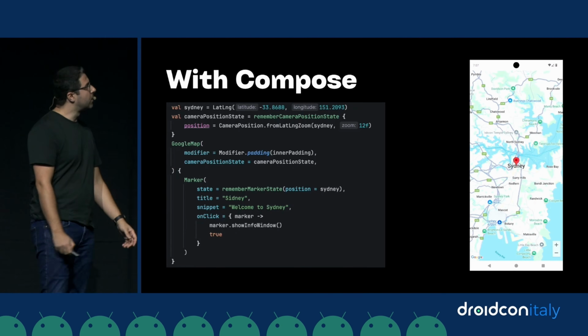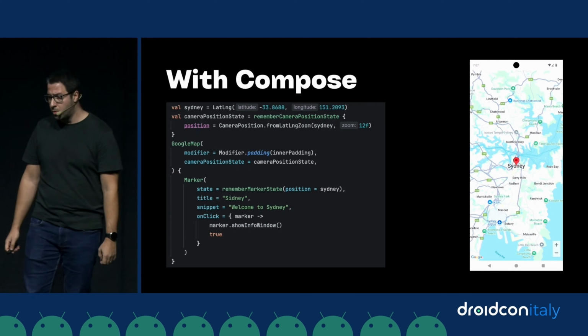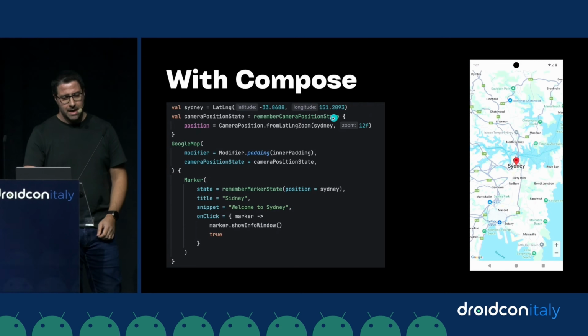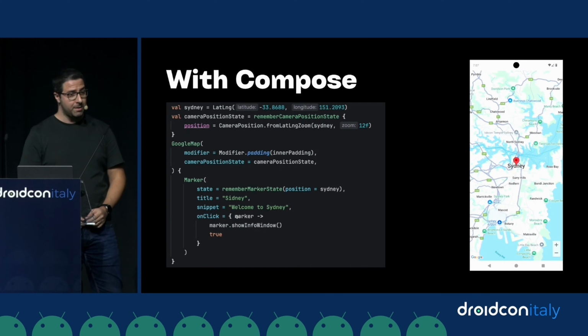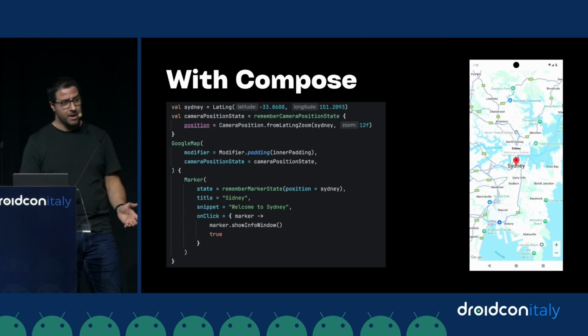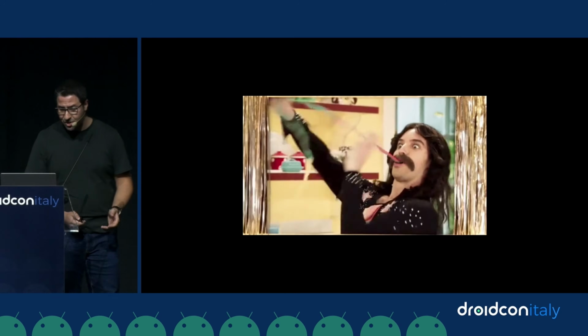So nowadays, in order to set up a very simple map, you just need to set up your coordinates, set up your camera state, and basically call the Google Map composable and pass it some marker. So pretty simple, right? Just with like 10 lines of code, I have a map, I have a marker, and if I click the marker, I still have the default info window for that marker. So pretty amazing. For me, it's magic. I love it.